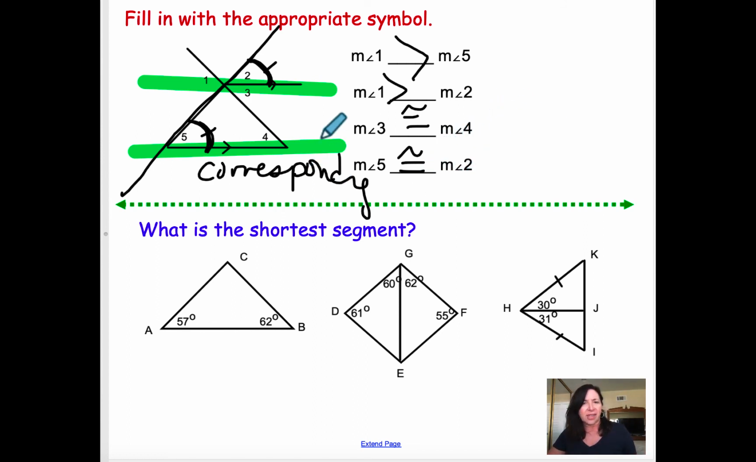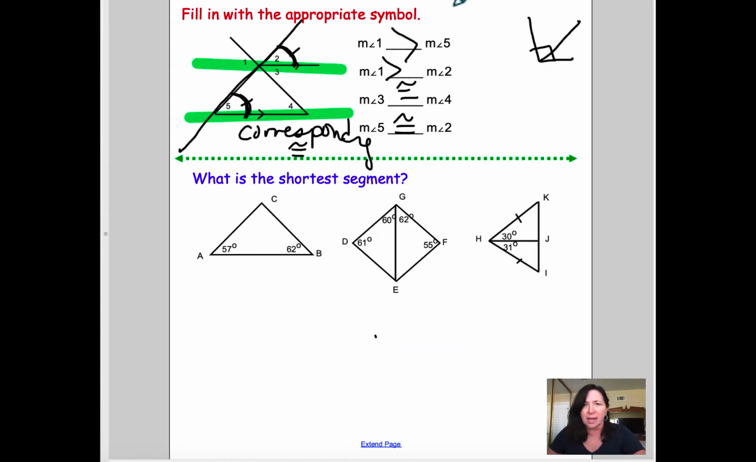A lot of kids get corresponding angles confused with complementary angles. Don't do that. Complementary angles are two angles that add up to be 90 degrees, where corresponding angles are congruent, and those come in with the parallel lines. Okay, now the bottom part of this is saying, this was the part where we were doing inequalities in triangles.